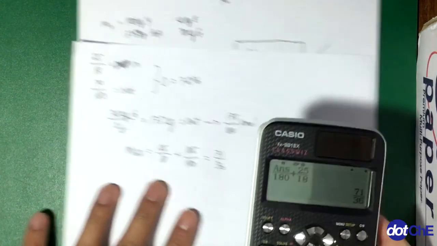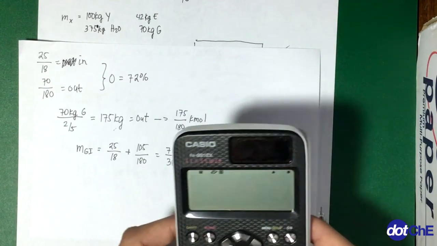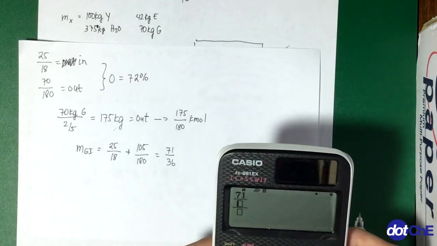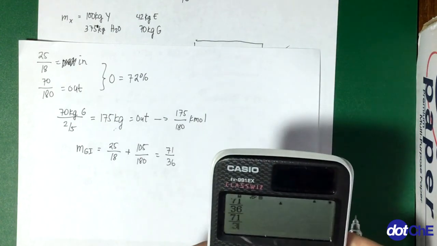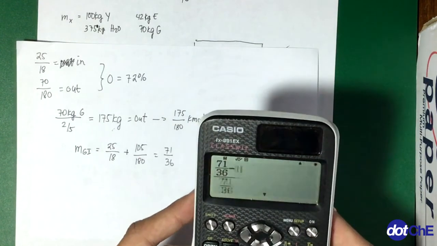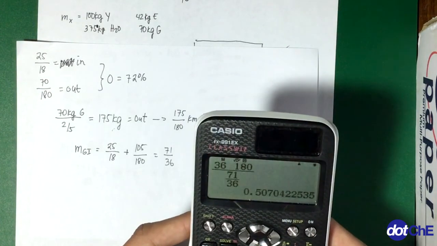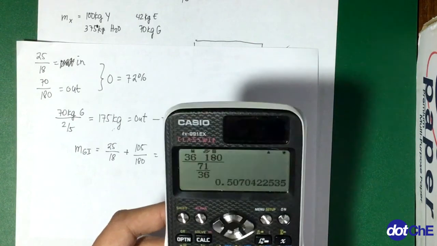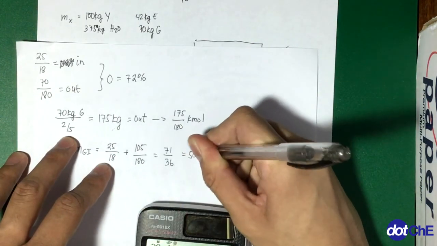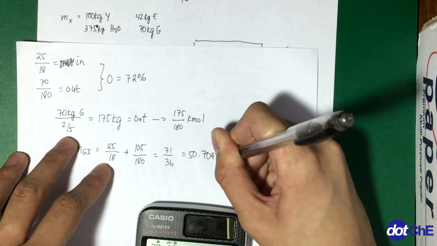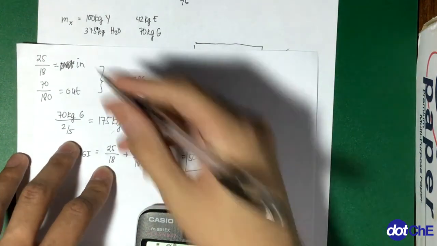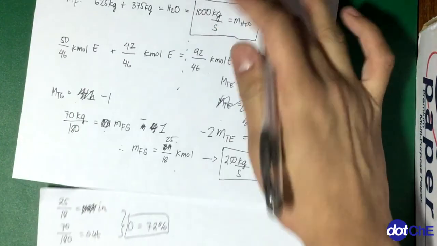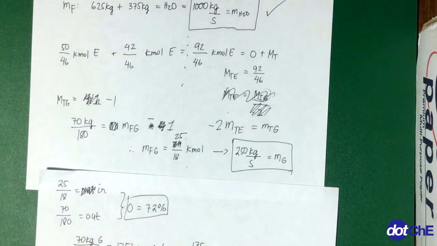So using such, let's get the single pass conversion, which is 71 over 36 minus 175 over 180, divided by 71 over 36. We're going to get 50.704%. So this is our single pass conversion, and this is our overall conversion, and these are the mass flow rates of the streams earlier. So yeah, we just solved a multiple unit balance problem. That is it for our second long exam coverage.